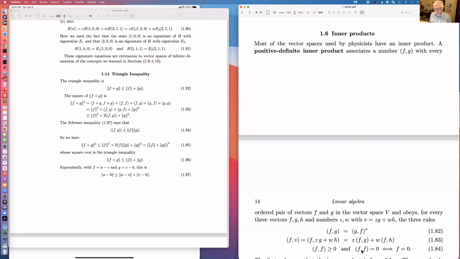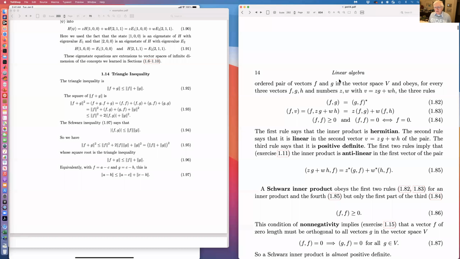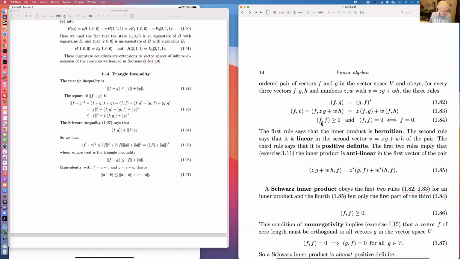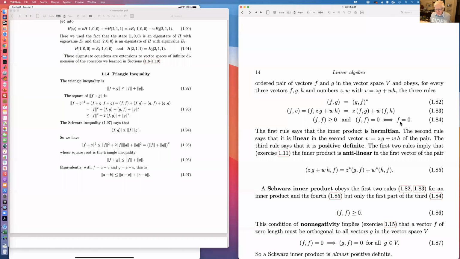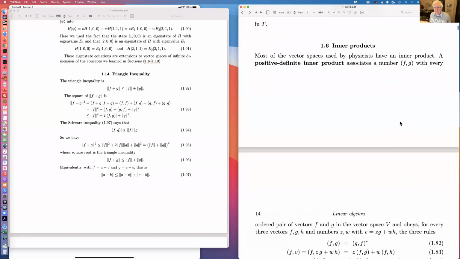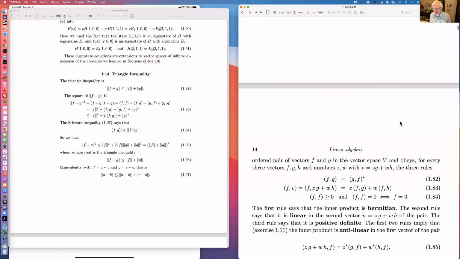If you have the inner product, it is such that if you change the order of the vectors, you get the complex conjugate, and the thing is linear in the right vector, and it's anti-linear in the left vector. The inner product of a vector with itself is positive, and it's zero only if the vector itself is zero. So these are the standard Hermitian products called positive definite Hermitian products.